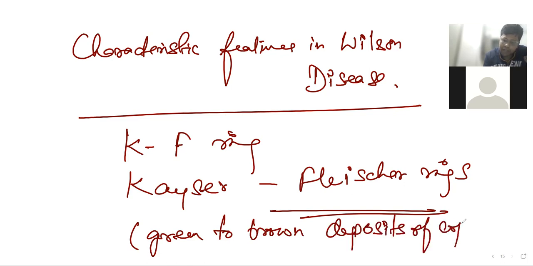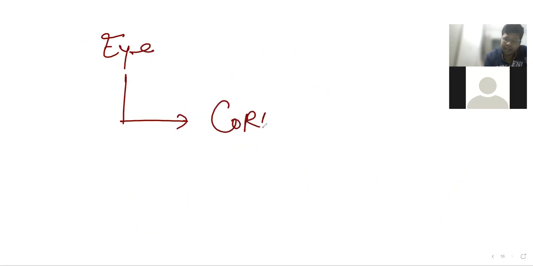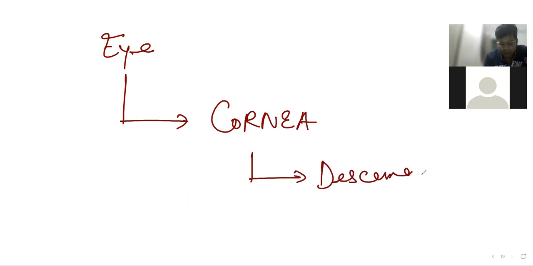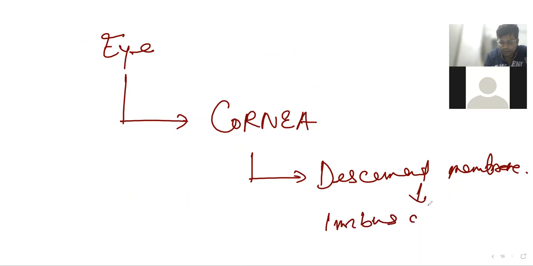Okay, now they will ask you ki okay, ye brown deposit hota hai eyes mein hota hai. Which part of the eye? Basically, cornea mein hota hai, theek hai? Now they will ask you which part of cornea, then you have to say that this is Descemet membrane. Okay, Descemet membrane, it is present in the limbus of the cornea. So this is the question that is being asked.